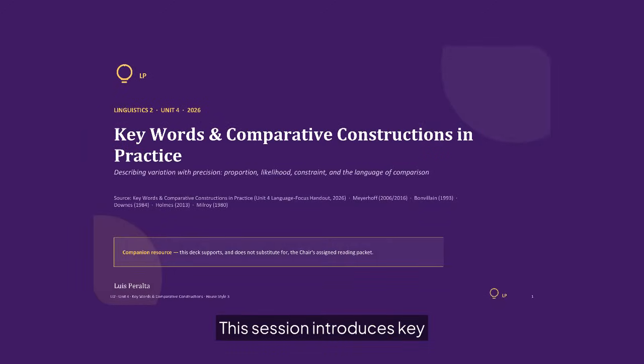This session introduces key words and comparative constructions for describing sociolinguistic variation. We will learn how to talk precisely about proportion, likelihood, and constraints, so that our written work and oral exams report patterns in language use with appropriate academic accuracy.